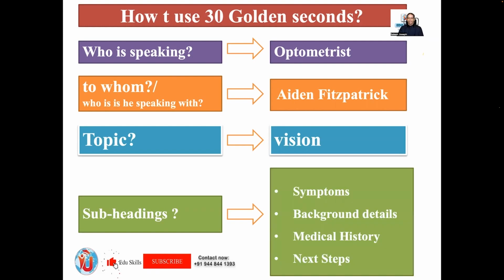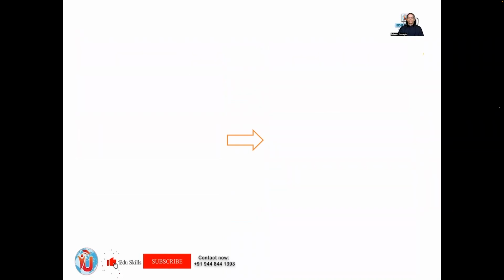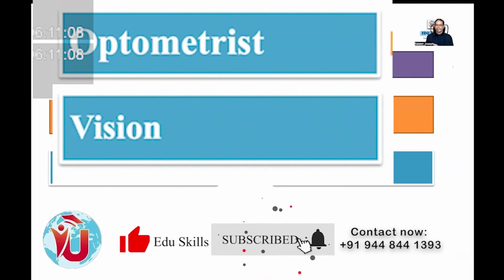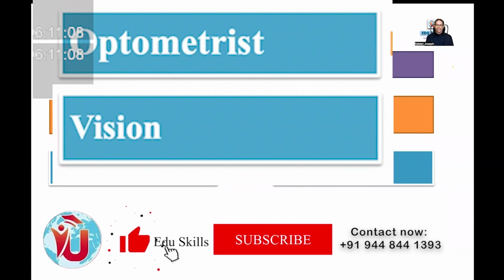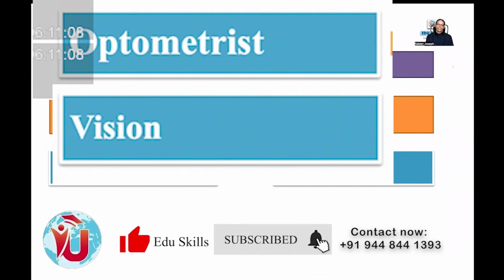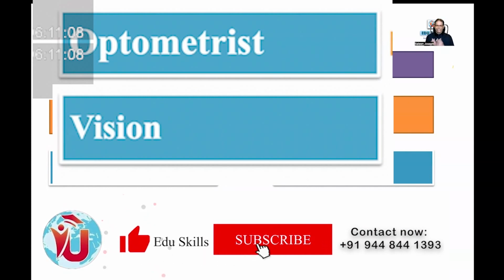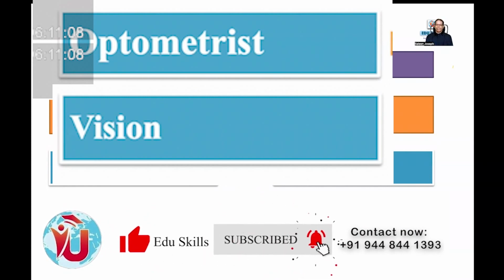So what are the subheadings, which give you the sequence? Symptoms, background details, medical history, next steps. These are the four subheadings which you will see, and we are going to deal with all these things. That's why I'm going a little faster. These are the basics which you already know. Now the problem here is that Aiden has blurred vision. There is some problem with your sight. So if somebody comes to the hospital with a problem with his sight, what will be the symptoms?